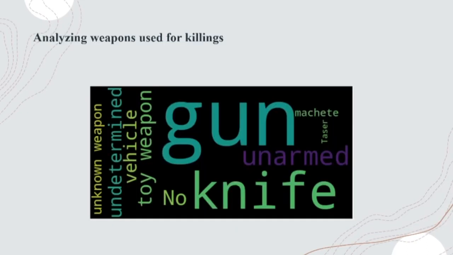We also analyzed the weapons used for the killings. The analysis of this data revealed that while some individuals had knives or toy weapons in their possession, the majority of the victims were killed by gun. Interestingly, in many cases, no weapons were found on the victims. Thus, this analysis underscores the need for law enforcement agencies to adopt effective de-escalation techniques.